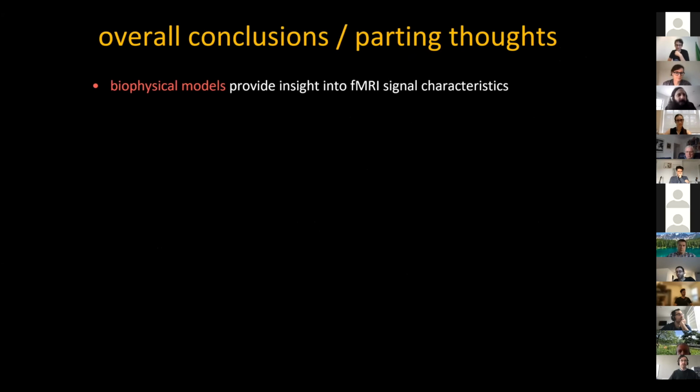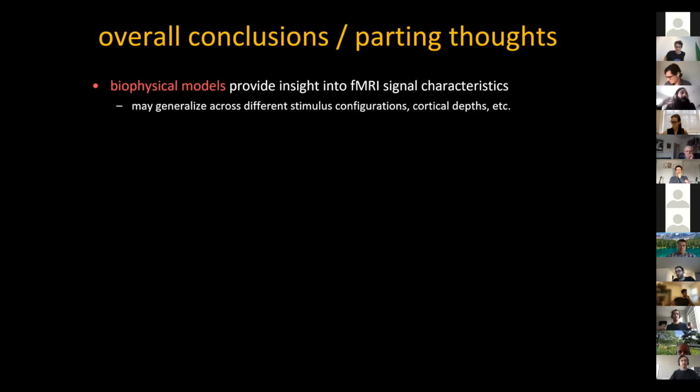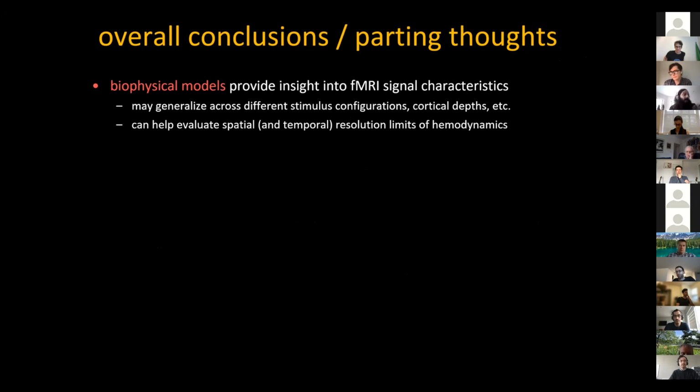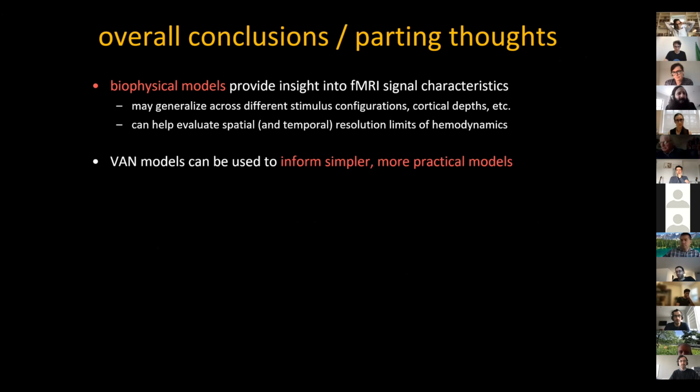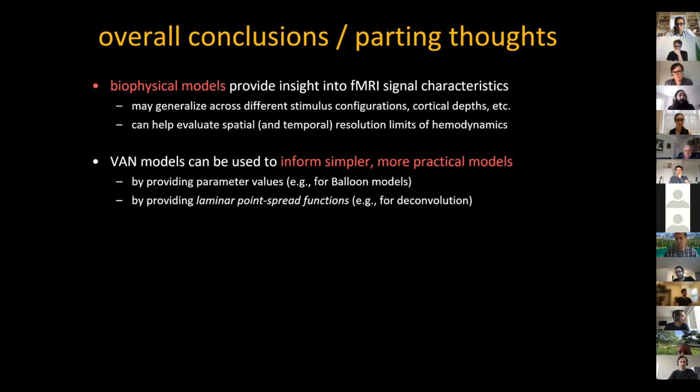Okay, so just to wrap up, I've shown you how biophysical models can provide some insights into fMRI signal characteristics. They may generalize across different stimulus configurations, cortical depths, and can potentially help evaluate the spatial and temporal resolution limits of the hemodynamics. So these vascular anatomical network models can be used to inform simpler, more practical models by providing parameter values or by providing laminar point spread functions for deconvolution.